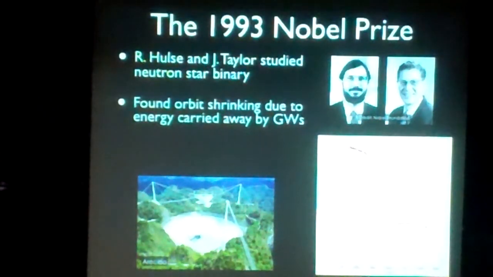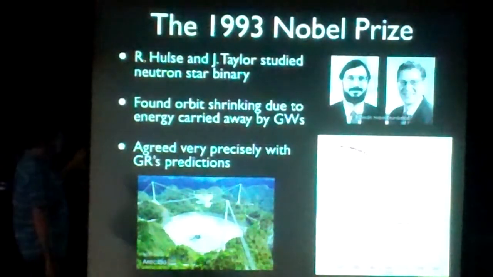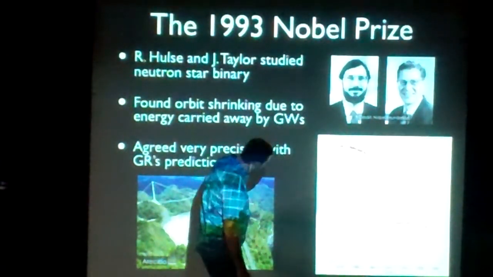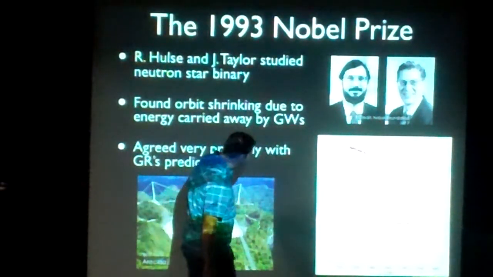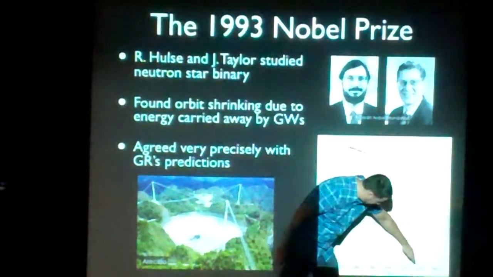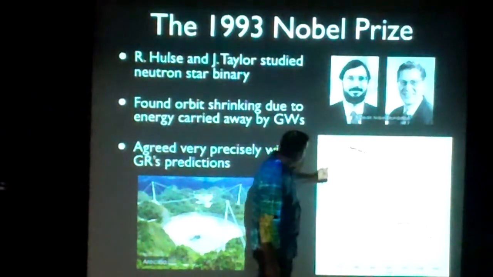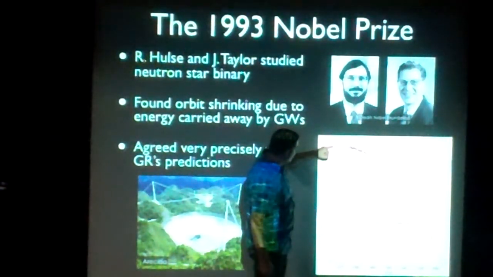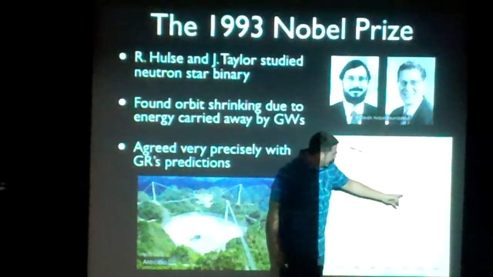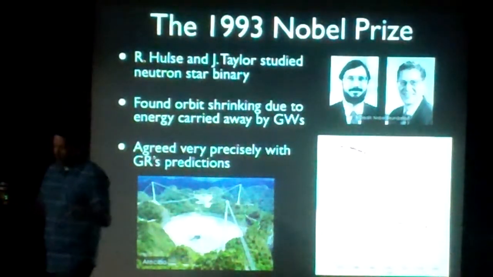They found the orbit was shrinking due to gravitational waves, and this agreed precisely with GR's predictions. This is called the cumulative shift of periastron time, and this axis is the year. They observed it from 1975 to 2005, and they found that the orbit was decaying with all these dots here, exactly in agreement with the theory, which is that line.